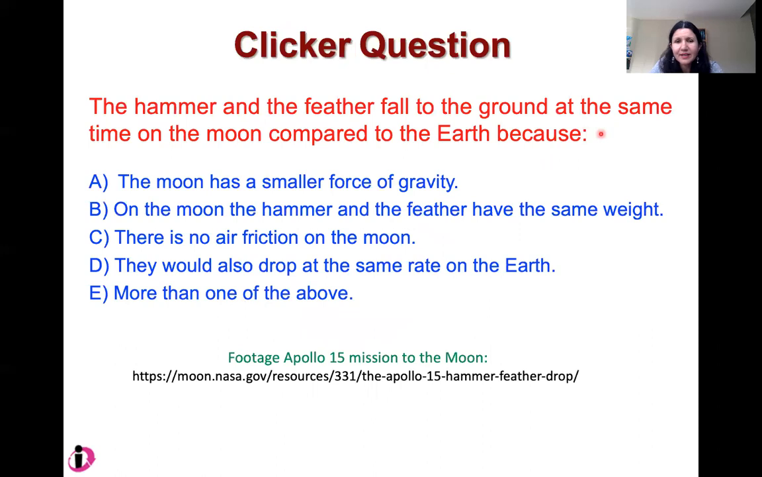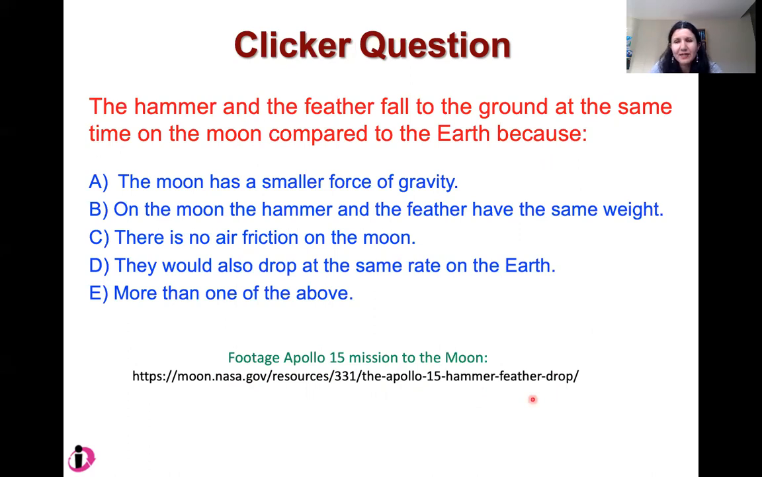All right, so here's another kind of fun example. What I suggest you do is pause the video and type in this link and watch the video. What this shows is footage from the Apollo 15 mission to the moon. One of the astronauts there takes a hammer and a feather and drops them. And what you see is that when the hammer and the feather drop, they land at the same time.